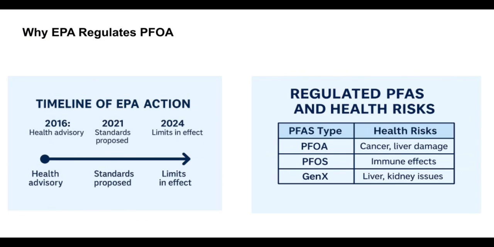Here on the right, we have a quick look at the PFAS compounds currently under the EPA's regulatory spotlight. So we've got PFOA, which is linked to cancer and liver damage, PFOS, known to affect the immune system, and GenX, which is a newer replacement chemical, but it's still associated with liver and kidney issues. So even though these compounds vary, the health risks are still serious, and this table makes it clear why regulation matters, not just for one chemical, but for the whole class of PFAS.